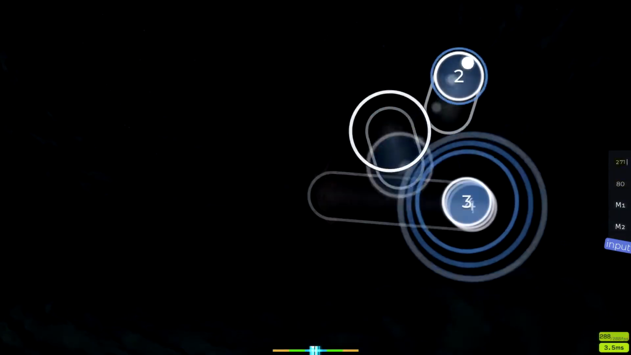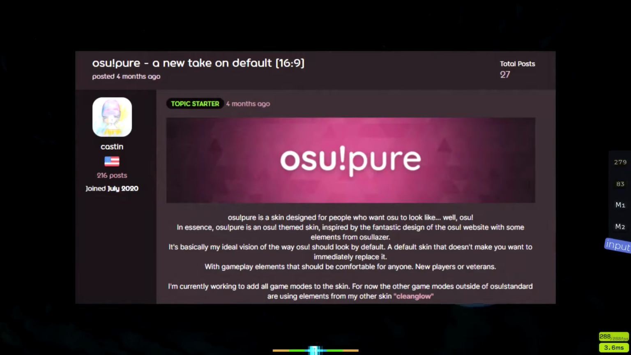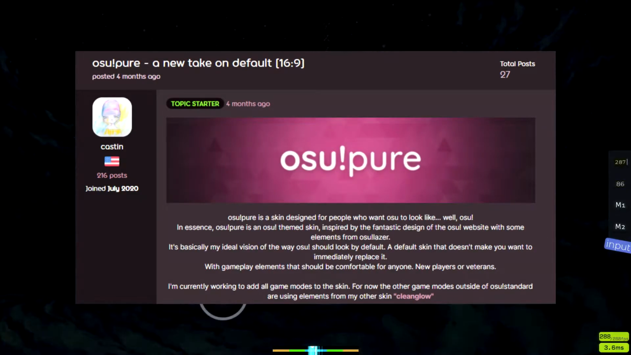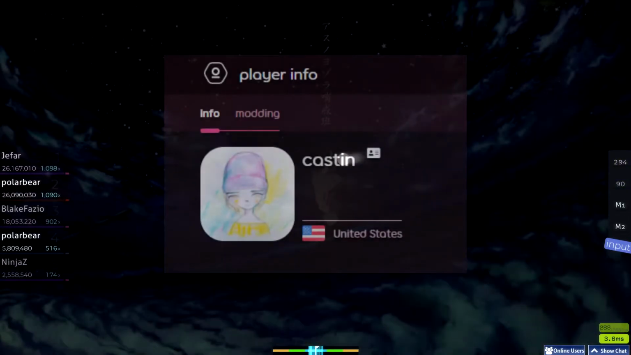elements. And I thought the most perfect skin I could use to fit this theme was the osu pure skin, which was created by a player named Castin.